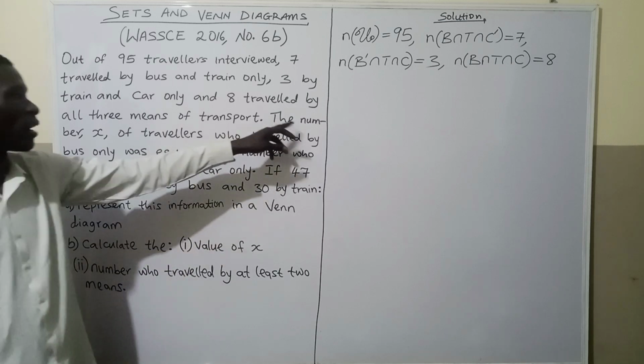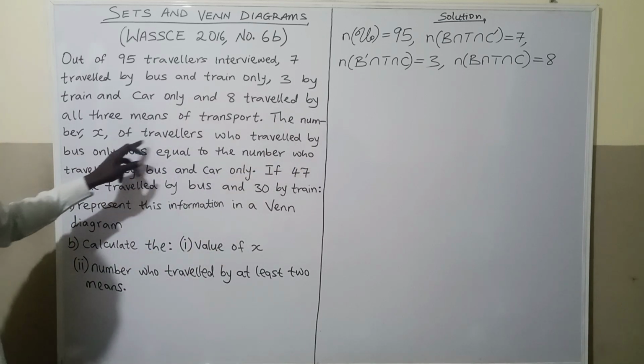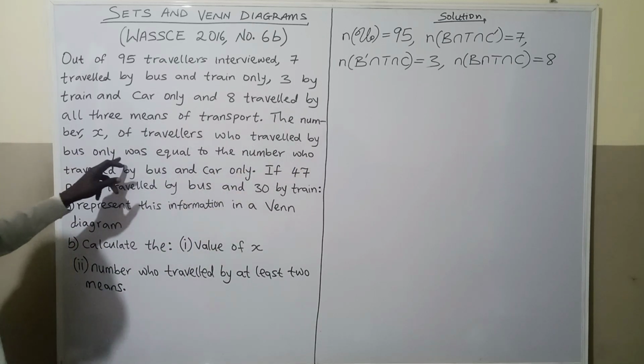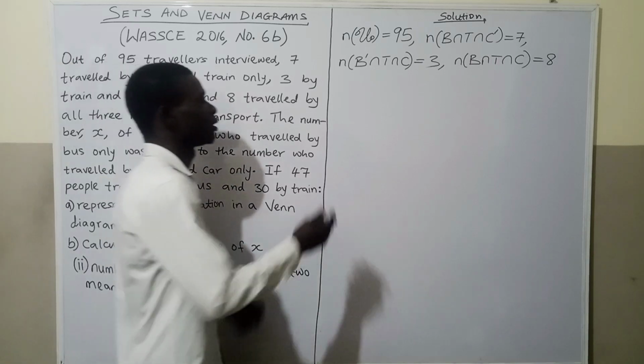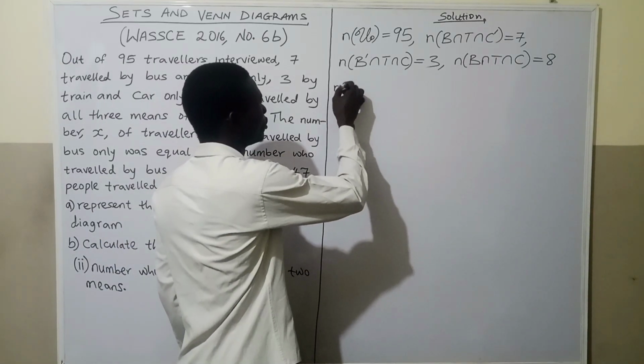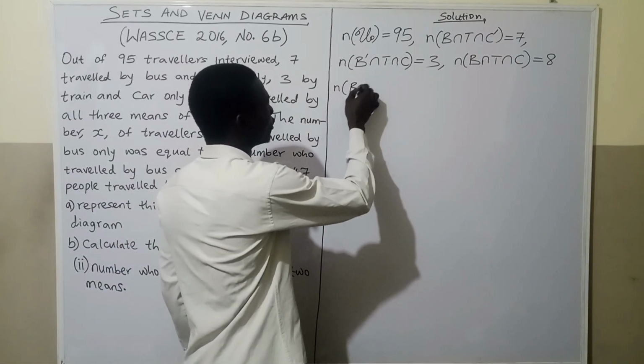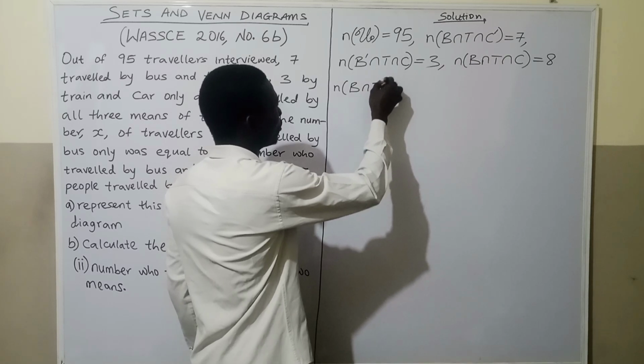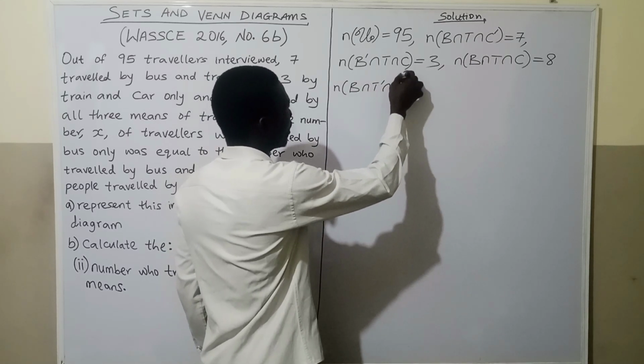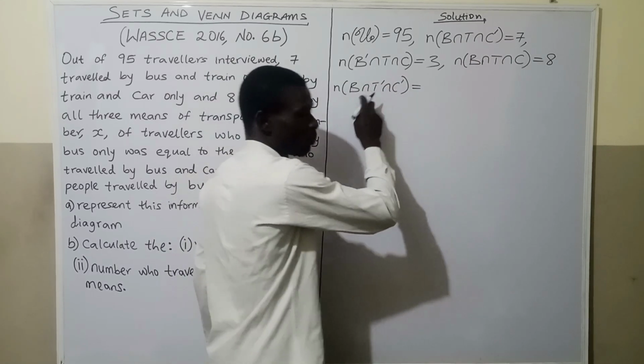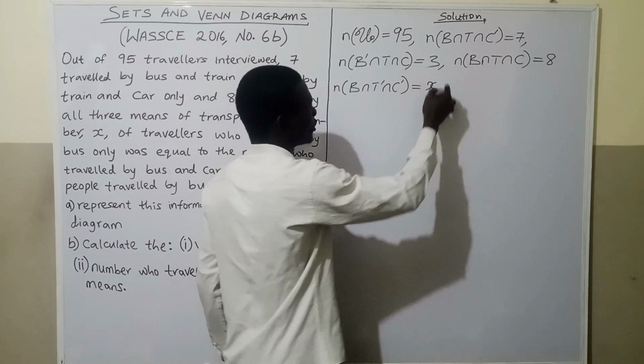Now, the number X of travelers who traveled by bus only. So we need to get the representation for bus only. That's going to be the number of bus, intersection train prime, intersection car prime. Those are the ones who traveled by bus only. There are X of them.